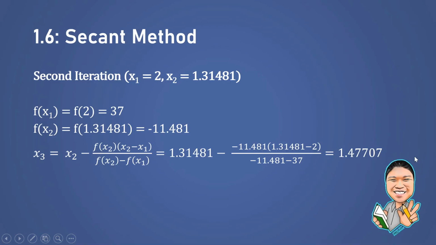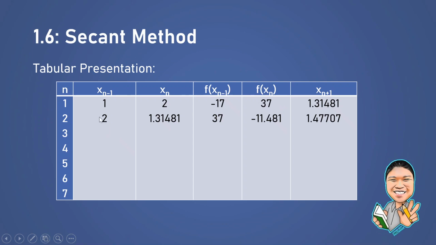I will just give you as a homework na i-compute ito. Pero ang magiging sagot lang naman yan is 1.47707. Okay? Tabular presentation, ito na siya, 2, 1.31481 yung ating x sub 2. Tapos, parang ito lang, yung x sub n, magiging dito na, 2 na siya. Yung 1.31481, mapupunta na siya dito. Tapos, hahanapin mo yung kanilang mga values. f of 2 is 37. f of 1.31481 is negative 11.481.